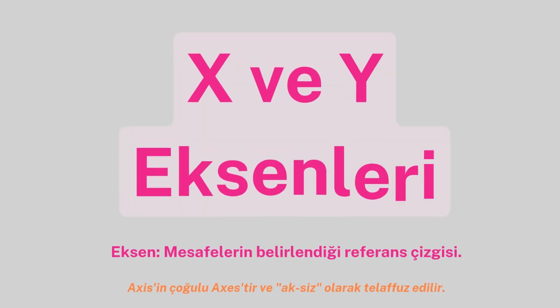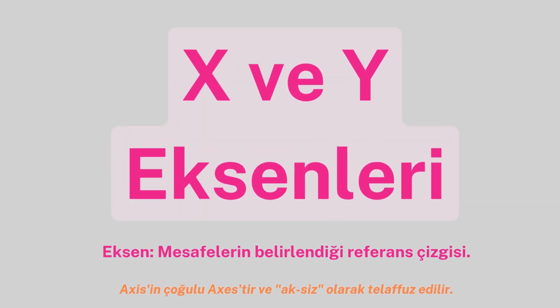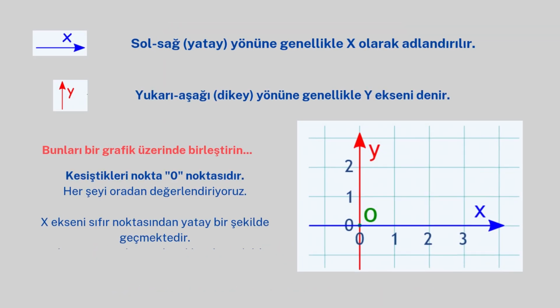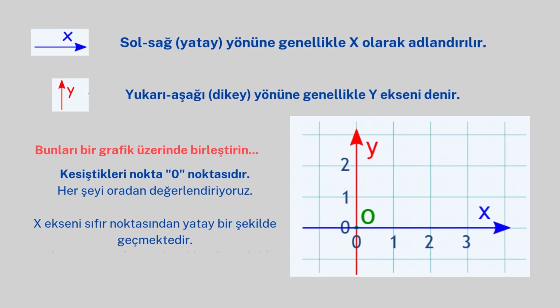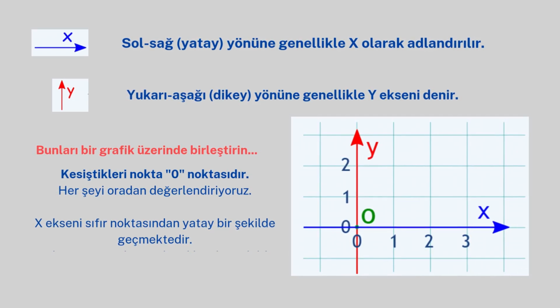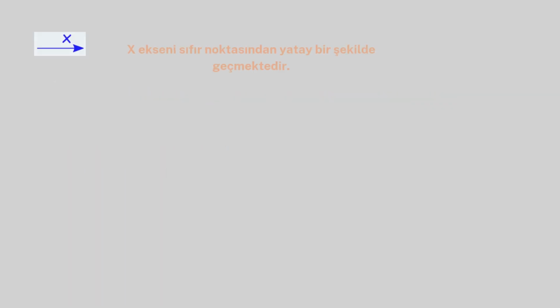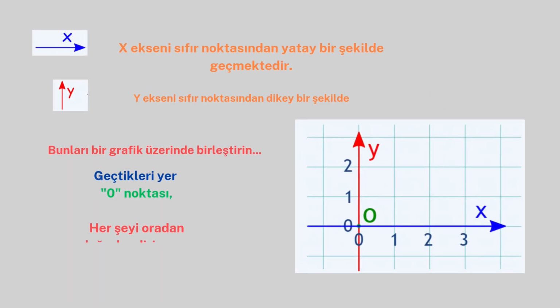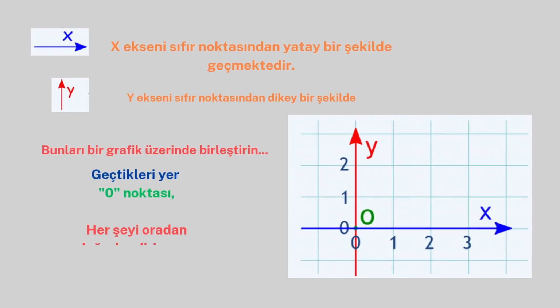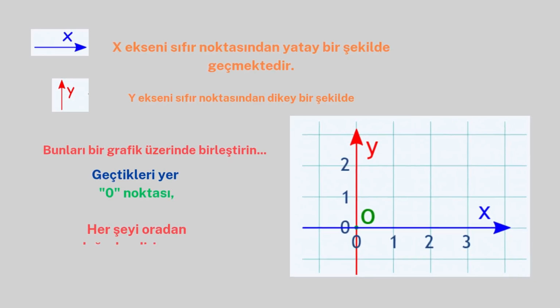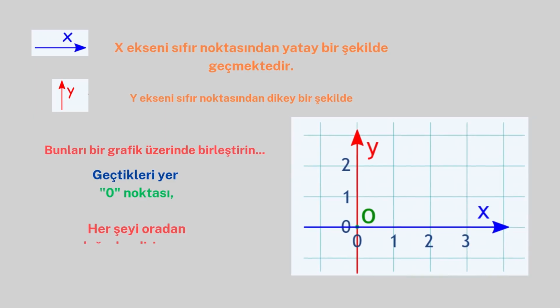X and Y axis. Axis: the reference line from which distances are measured. The left-right, horizontal, direction is commonly called X. The up-down, vertical, direction is commonly called Y. Where they cross over is the 0 point. We measure everything from there. The x-axis runs horizontally through 0. The y-axis runs vertically through 0.